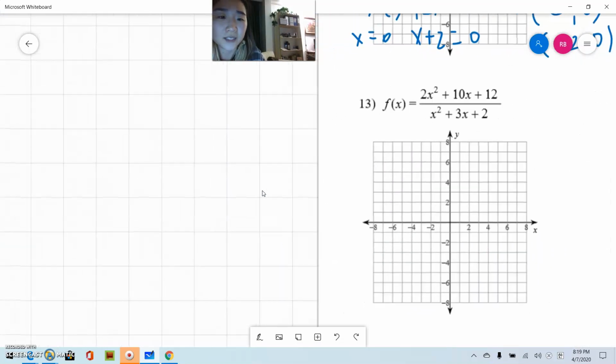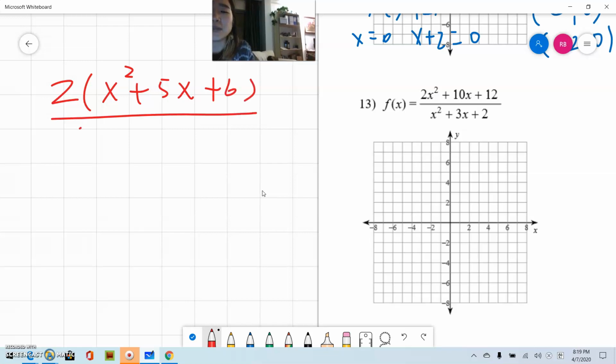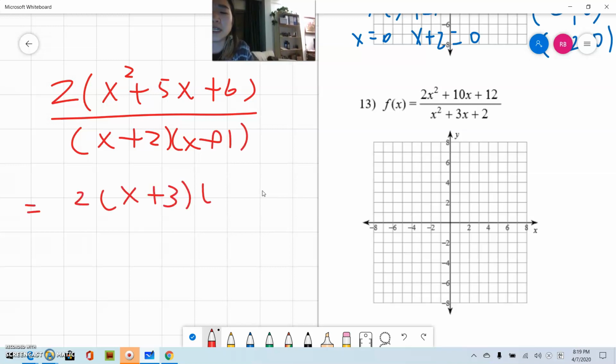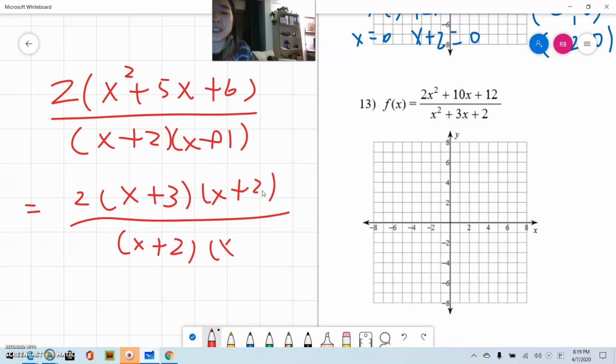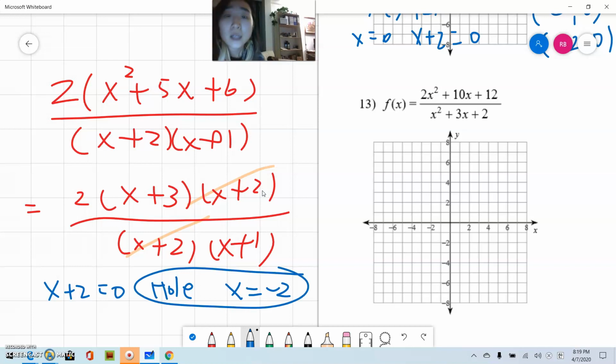Oh, very nice. Let's look at 13. First, let's deal with the GCF. 2x squared plus 5x plus 6. And then the bottom would be x plus 2 and x plus 1. And then let's continue to factor out the top. This one is giving me a hole. So do you see how I need to cancel these two? So then x plus 2 equals 0 is your hole. That means x equals negative 2 is where the hole happens.